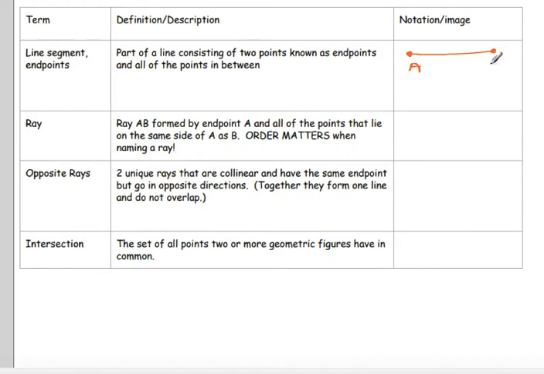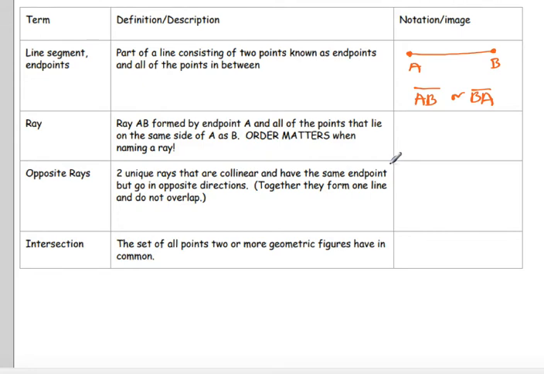So this is a line segment. This particular segment can be named 2 ways. These are the only 2 ways to name this particular line segment. You need to be sure you put the proper symbol above it, which is a segment bar with no arrows. So this segment can be called AB or BA. That would name the same exact segment in the image.